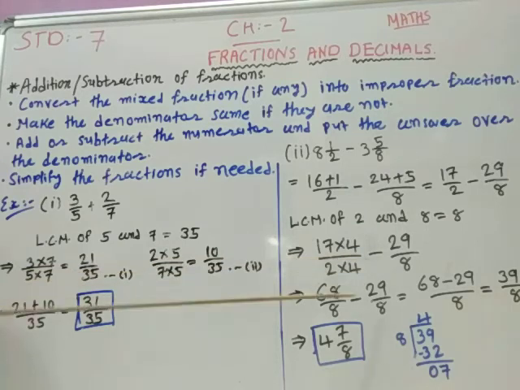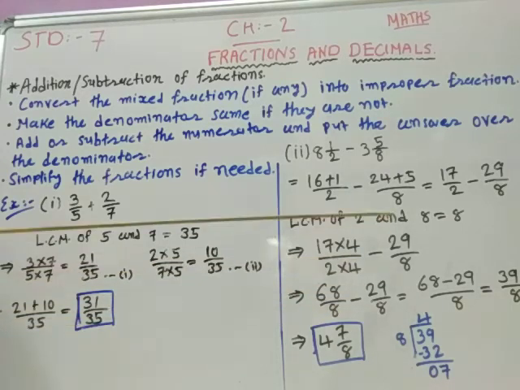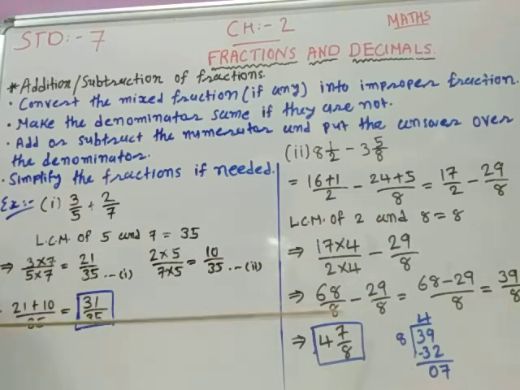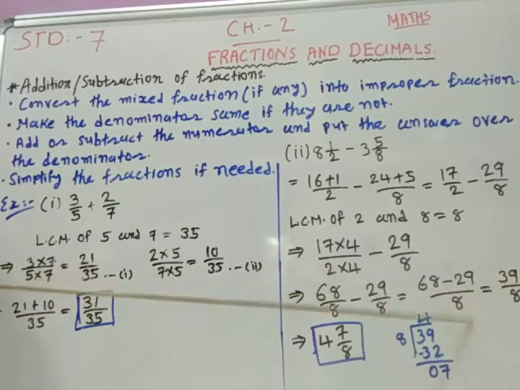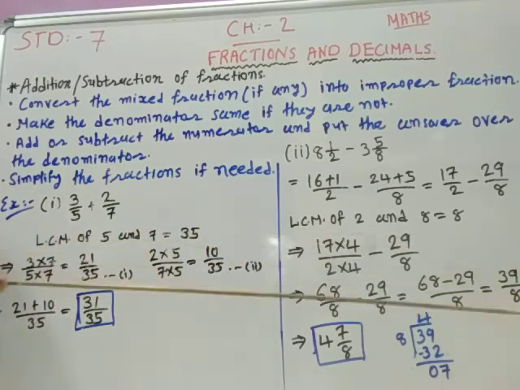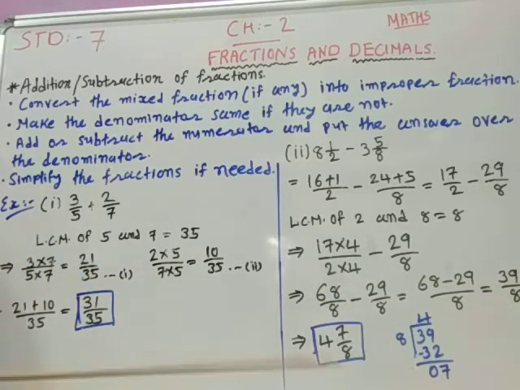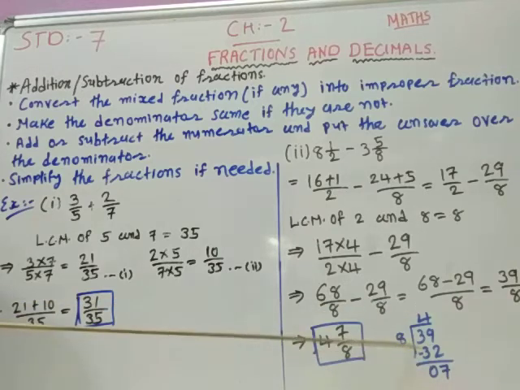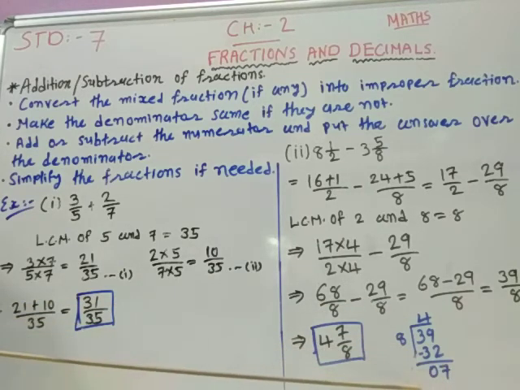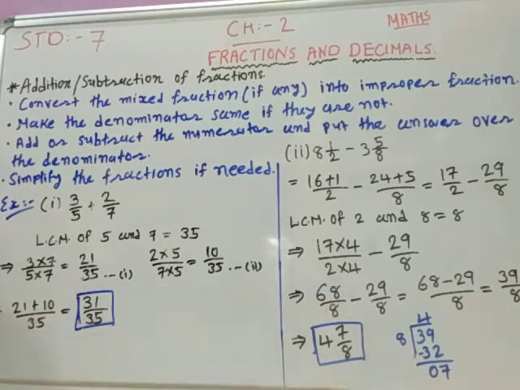Now 17 4s are 68 upon 8 minus 29 upon 8. Now subtract this numerator. 68 minus 29 divided by 8 is equal to 39 upon 8. Now it is an improper fraction. So we just divide first of all 39 divided by 8. 8 4s are 32. So remainder is 7. So you can put it just like this, 4 7 upon 8. That is the mixed fraction.